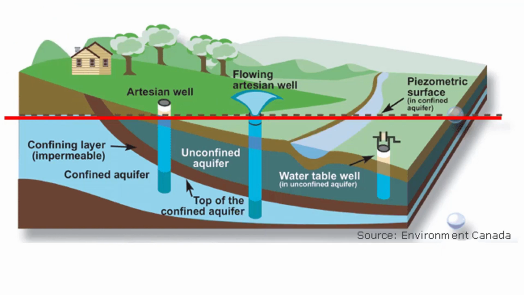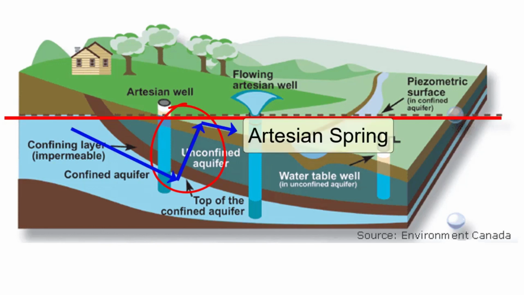If no wells were drilled here, but there was a natural crack in the rock above the confined aquifer, that crack would become a natural exit with flowing water, and we'd call it an artesian spring.